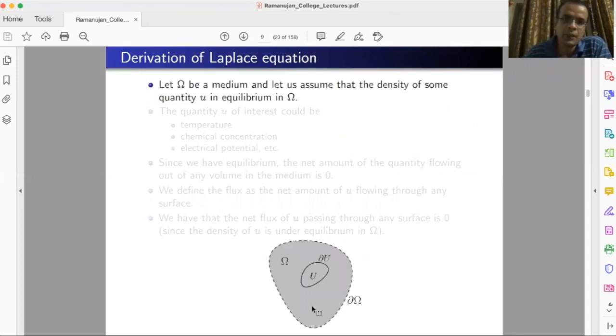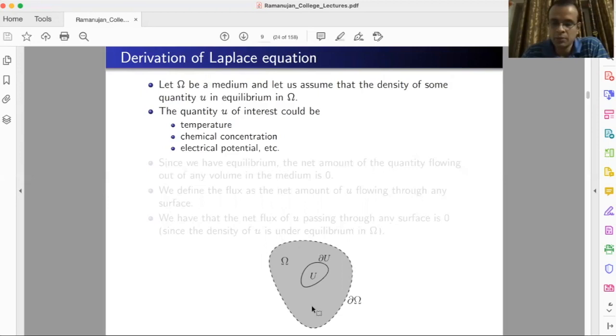I want to give the derivation of the Laplace equation, or in other words, the modeling of the Laplace equation, and how it comes up in practical applications. For that, let's consider omega to be a medium, and let's assume that the density of some quantity u is in equilibrium in omega. The quantity of interest could be temperature, chemical concentration, or electric potential, etc. Since we have equilibrium, the net amount of quantity flowing out of any volume in the medium is equal to zero.